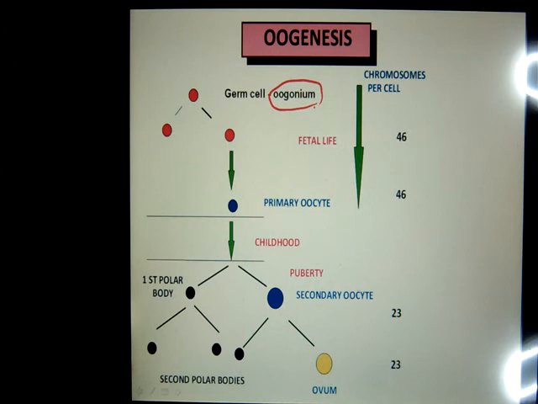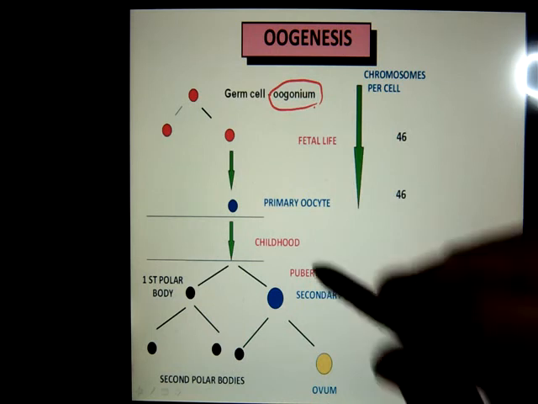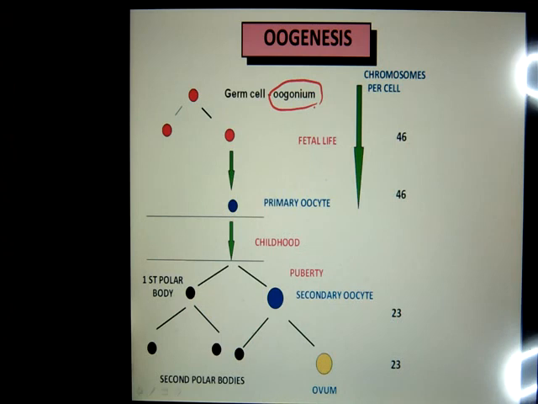Now, the next step is one oogonium will become a primary oocyte. And that's what females have when they are born. They have primary oocytes. And it pretty much stays that way until they hit puberty. And then at puberty, once a cycle, one primary oocyte per cycle is going to split.